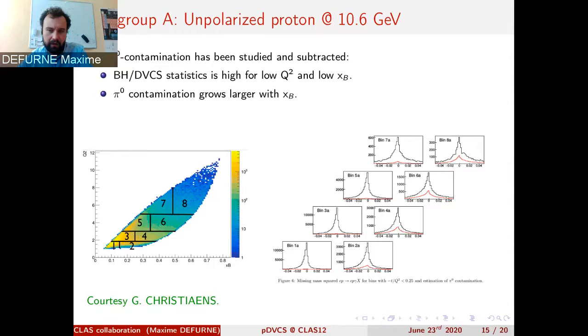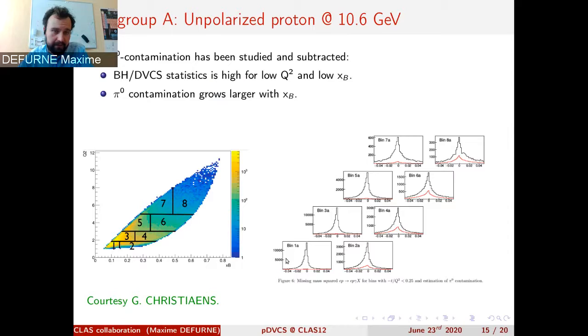And on the right, you can see for the same bins the missing mass spectrum. The black one is for your data, and the red one is the estimated pi0 contamination that we have. So what you can see is that concerning the beam-spin asymmetry DVCS statistics, it gets larger when you're looking at low Q² and low x_B.